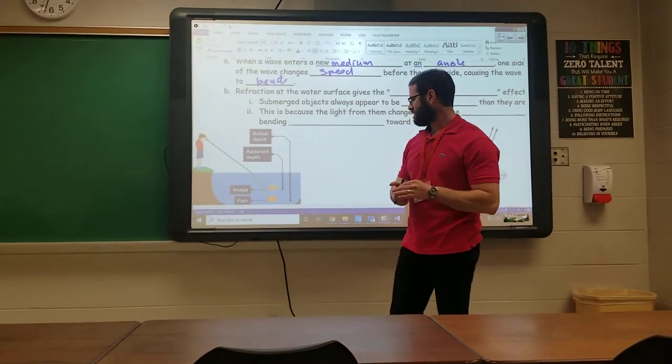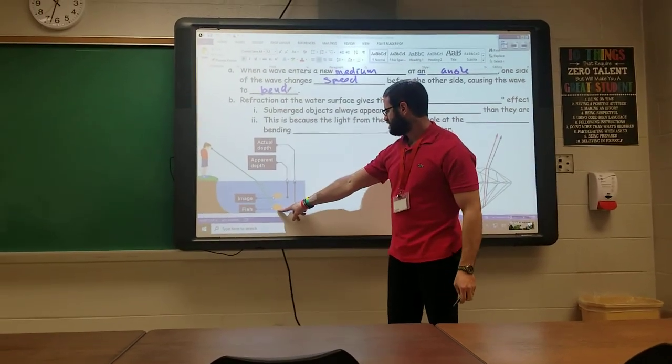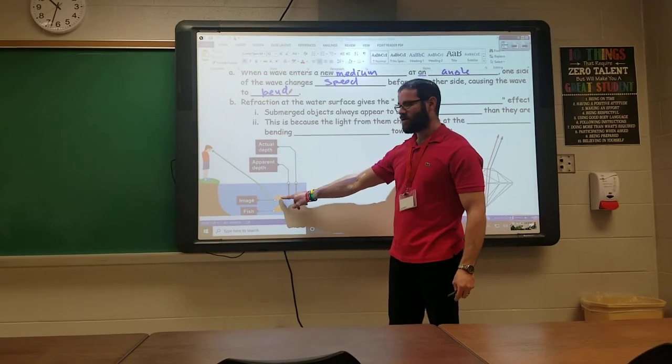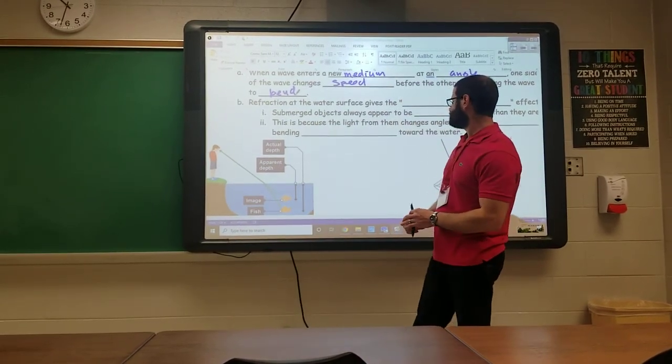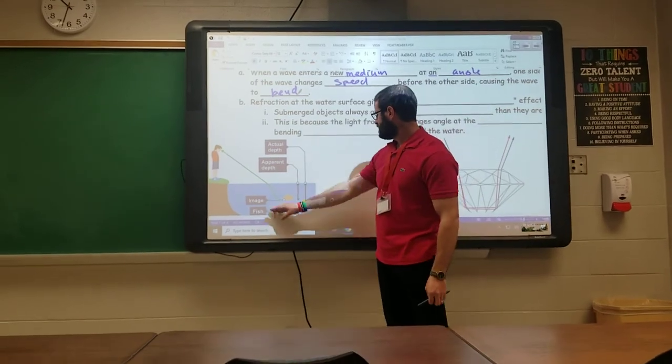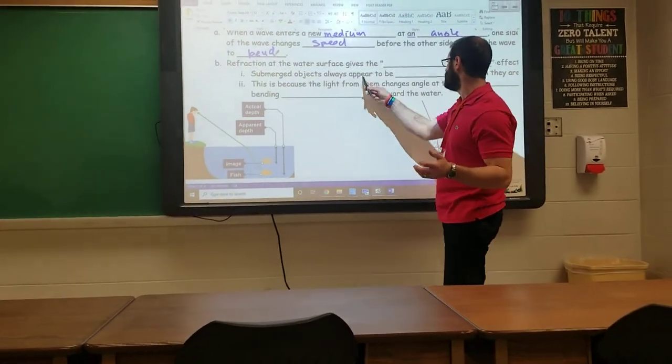There's only one fish here. This is the actual fish. Notice the image. This is what we see. The image is actually shallower than the actual fish. Okay, so we'll fill this in real quick here.